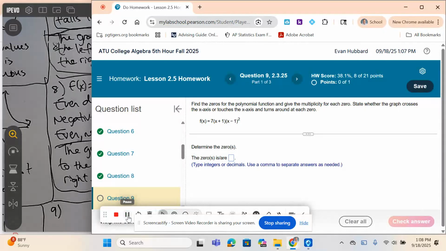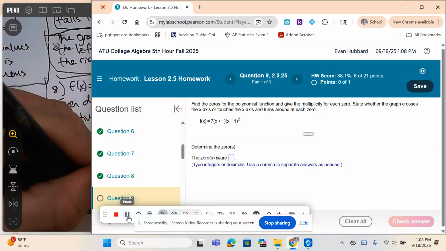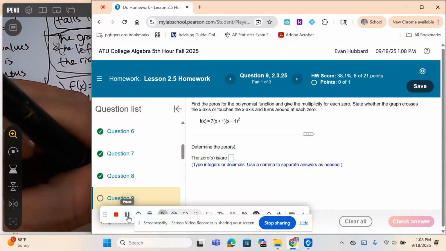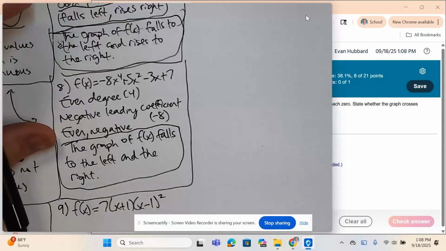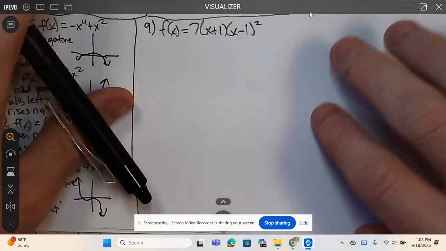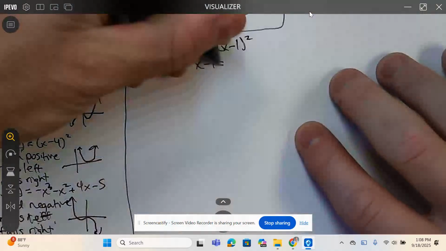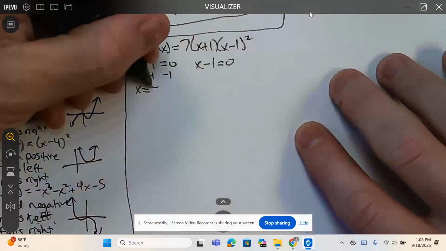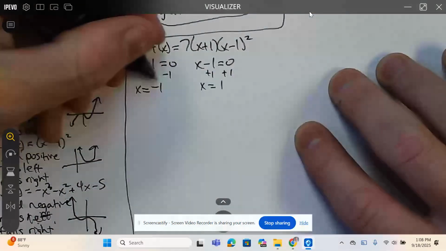Find the zeros of the polynomial function, the multiplicity of each zero. State whether the graph crosses or touches at each zero. So I get f(x) equals 7 times (x plus 1)(x minus 1) squared. It's in factored form, so you could solve each factor: x plus 1 equals 0, x equals negative 1; add 1, x equals 1. Now, this one happens once.